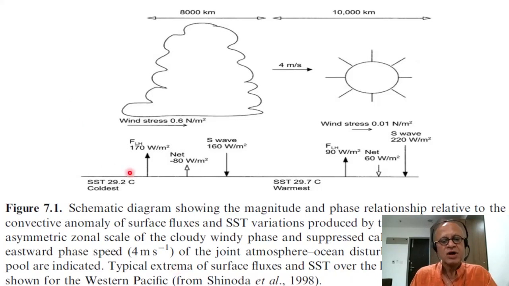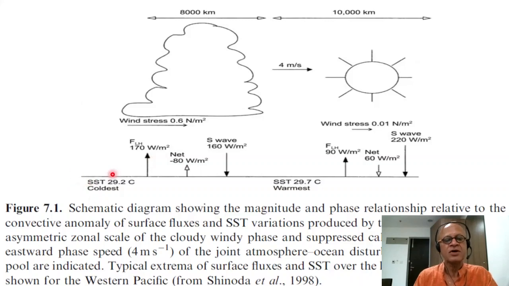So when we talk about the ocean-atmosphere disturbance, the scale is one thing, but you also have to look at the numbers. So we are looking for the scale here of 8,000 kilometers in the cloudy phase and the convective phase, and 10,000 kilometers in the dry phase. Remember, they are propagating eastward from the Western Indian Ocean.